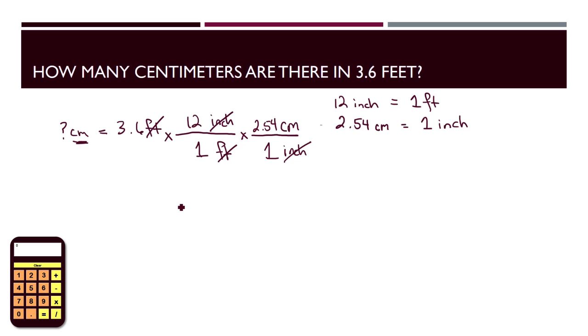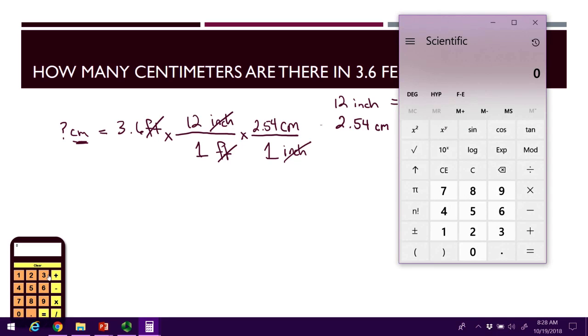How many centimeters are there in 3.6 feet? So my math here is to take 3.6, multiply it by 12, and then divide it by 1. Right, which is still 3.6 times 12, or 43.2. Then I'm going to take that and I'm going to multiply it by 2.54, right? And I can divide that product by 1, but it'll still just be that same number. So my math is 3.6 times 12 times 2.54. Okay, so let's do that.